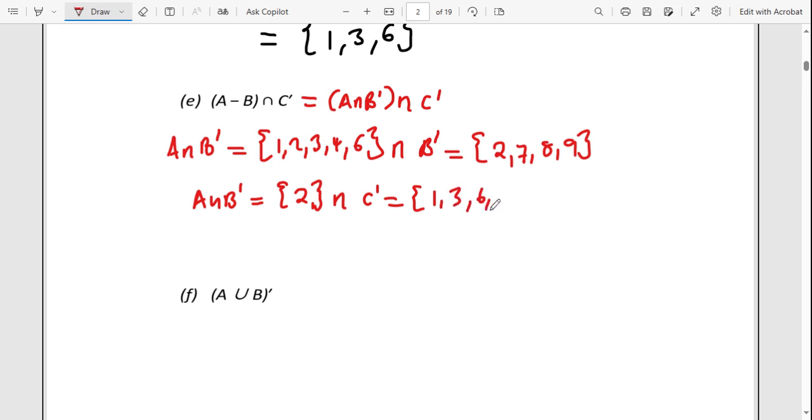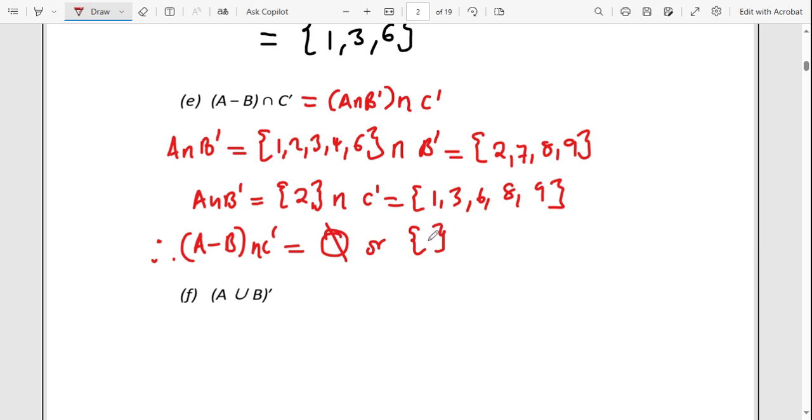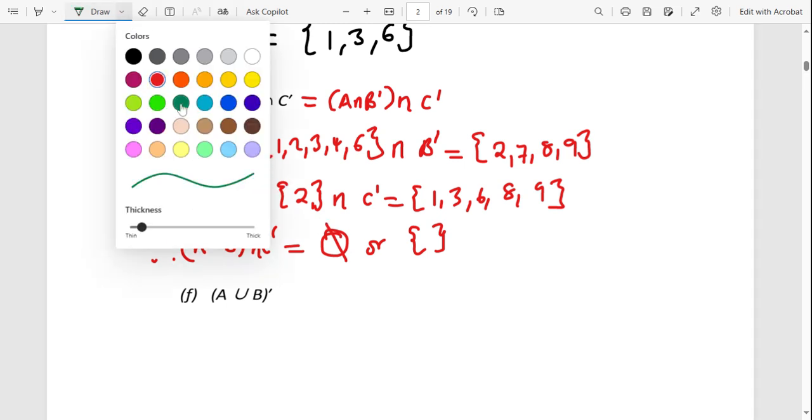1, 3, 6, 8, 9. So therefore, this is going to give us A minus B, which is A intersection B complement, and then intersection C complement being equal to, can you see anything that is common here? What do you think is going to be the answer? Very good. So you can either write Q or just write curly brackets. Please don't write interval brackets, write curly brackets. Don't put anything. Don't put even a zero inside. Okay? So that is that.